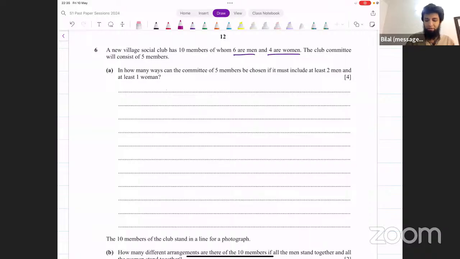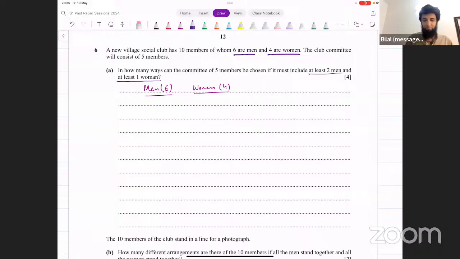Now, let's write that down here. How many men do we have in total? We've got 6 men in total. How many women? There are 4 women in total. Now, we have to make cases for this. What are the possible cases? So there have to be at least 2 men and at least 1 woman, and the total number has to be 5.